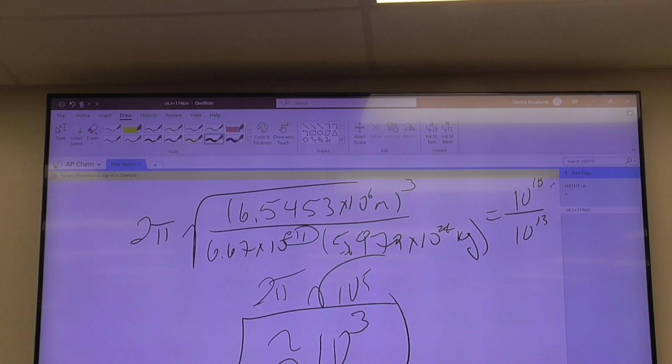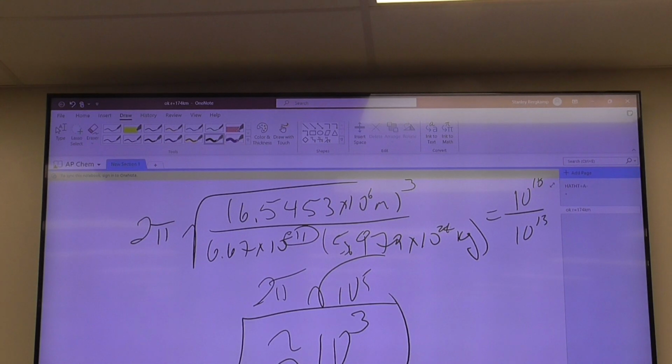Now, here's what you're going to do wrong. You're going to forget to square or cube the radius. Then you're going to get done, and you're going to forget to take the square root. Trust me. But this is the beauty of this. Your orbital period is 10 to the 3rd. Your velocity is 10 to the 3rd. It's a simple number to remember.